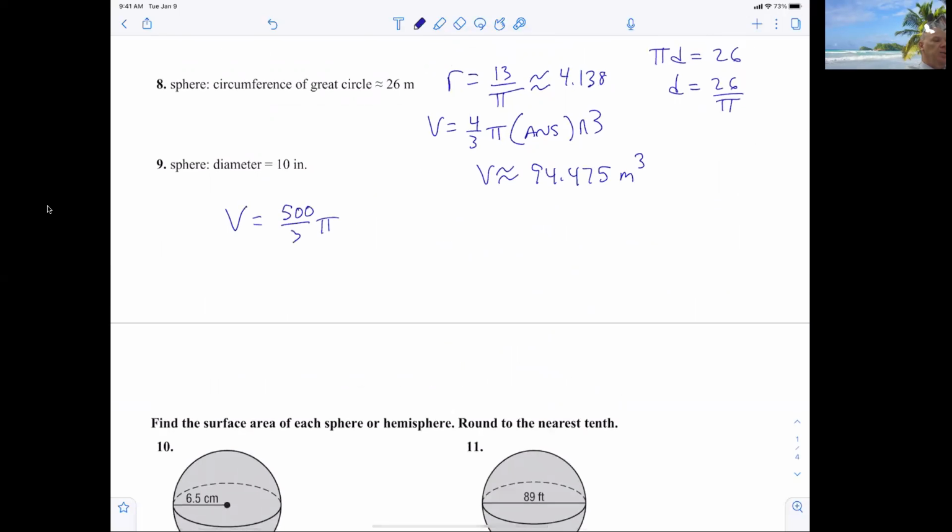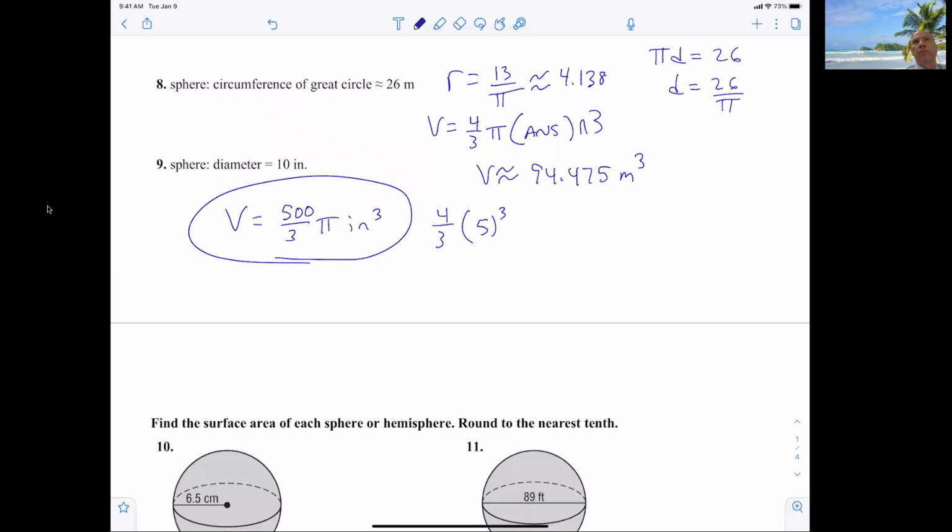500 pi inches cubed. Is that what you're telling me? All right, good enough. Okay, so again, someone's telling me different. So I'm thinking 4/3. The radius is what? 5 cubed. 5 cubed is 125. 125 times 4 is 500. 500 divided by 3. That's the answer.